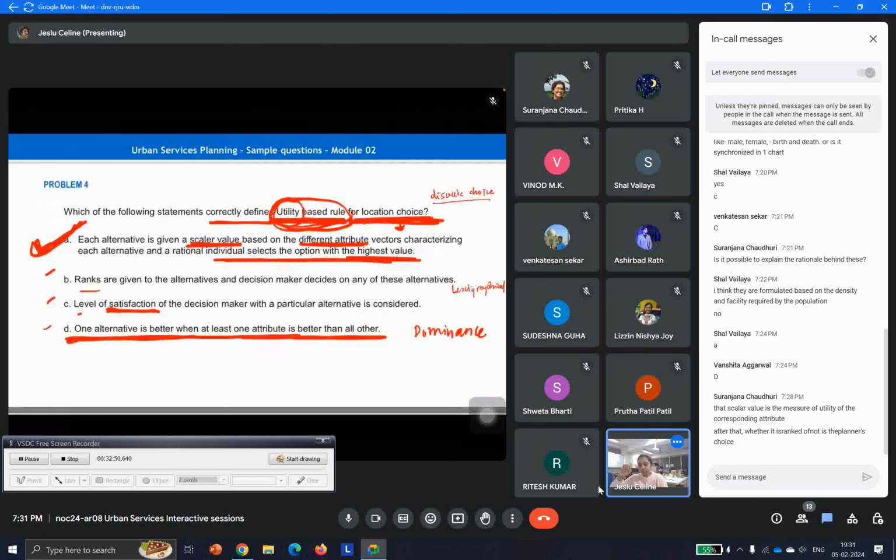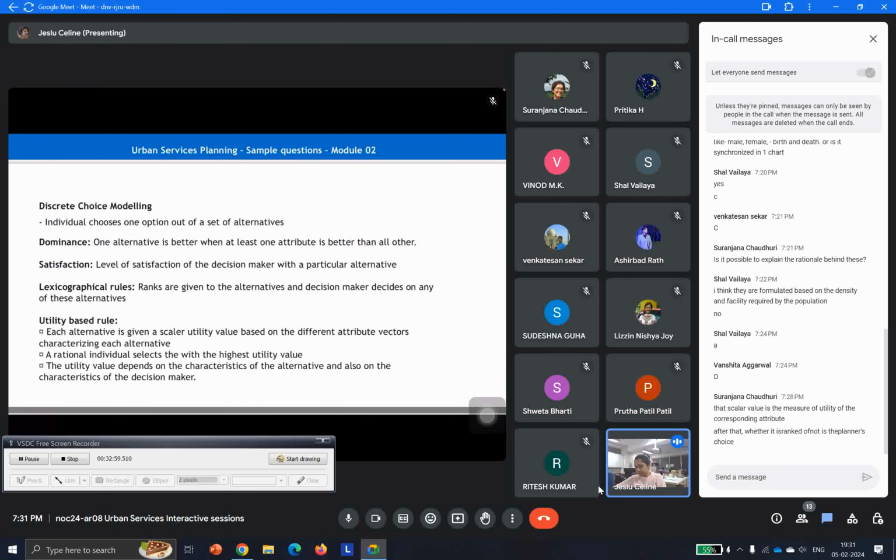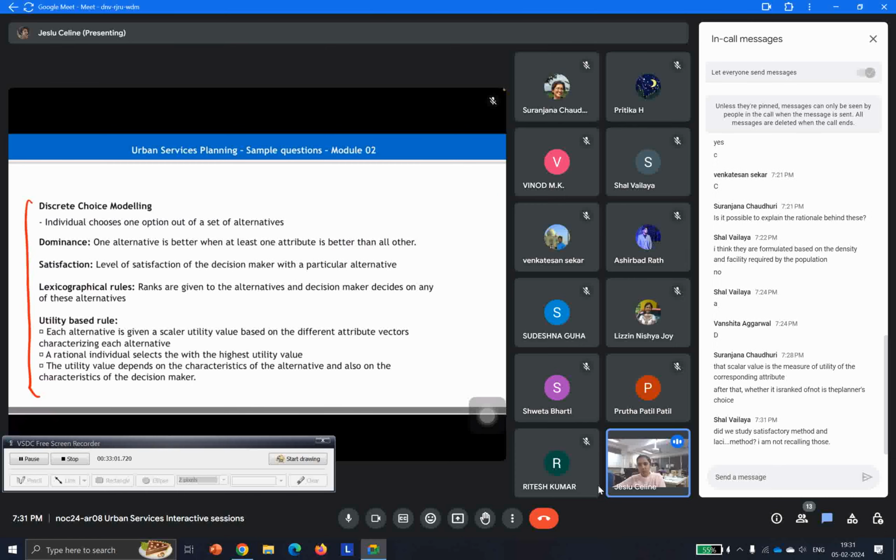So in utility based, again, there are multiple attributes. So you're rationally analyzing all the attributes and then making a choice. So these are the ones which we discussed. So I've already explained them. Just put this here for notes.